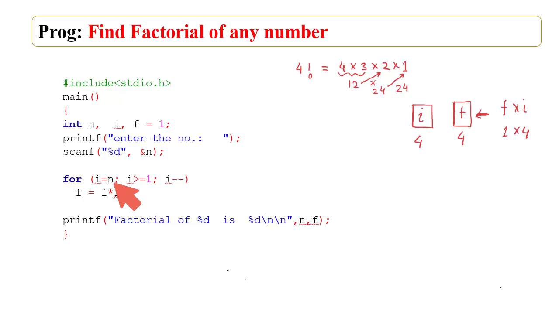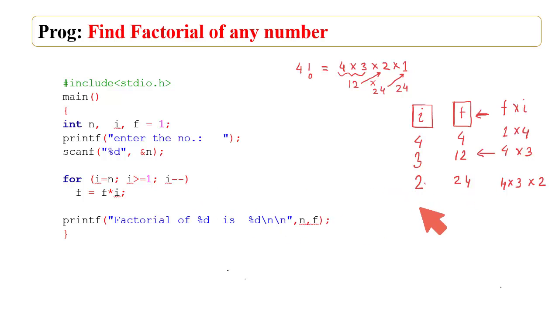Next i will be decremented, so the value of i is 3. This 3 is greater than or equal to 1, it's true. So again f is equal to f multiplied by i will be executed. What is the present value of f? The present value of f is now 4. What is the present value of i? The present value of i is 3. So this will be stored into the variable f, that is 12. Next i will be decremented and the value of i is 2. Same thing will happen. What is the value of f? Which is 12, that is 4 into 3, that will be multiplied by the present value of i. So this i is 2, we will get 24.